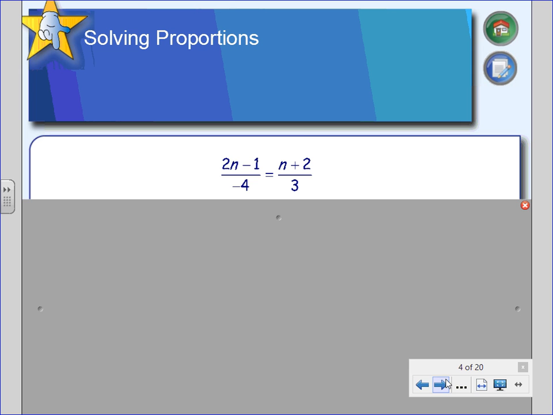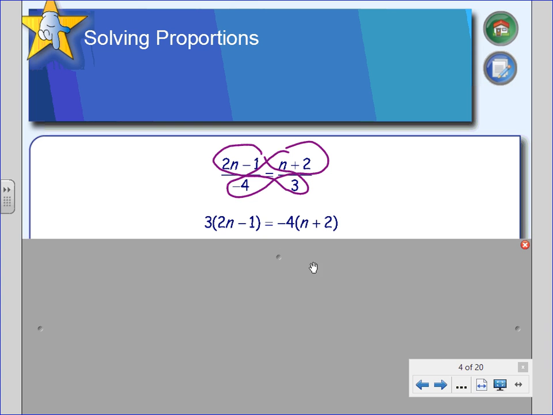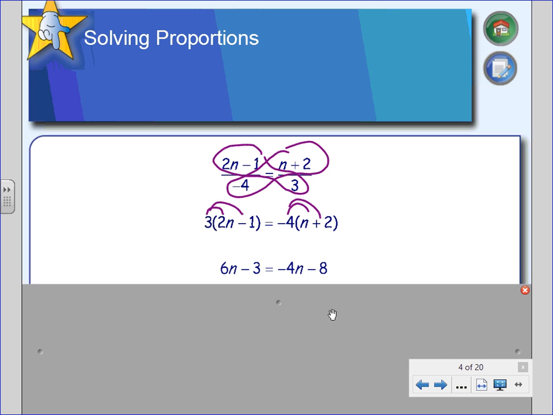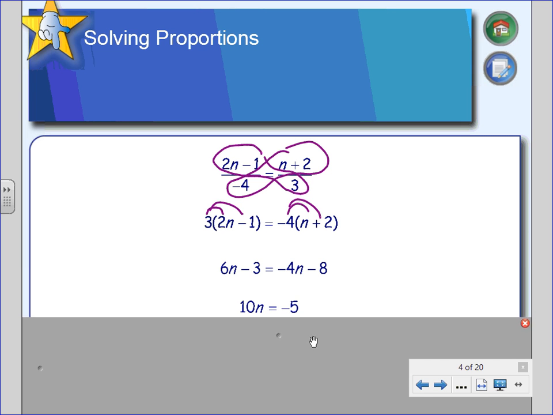Here we have a proportion that has 2 different expressions in the numerators. So we're going to set it up just like we did the other one, cross multiplying, and using our grouping symbols to indicate that this -4 multiplies by the entire numerator and 3 by this entire numerator. From here, we've got lots of distributing that needs to happen. And we will combine our n's and combine our numbers.